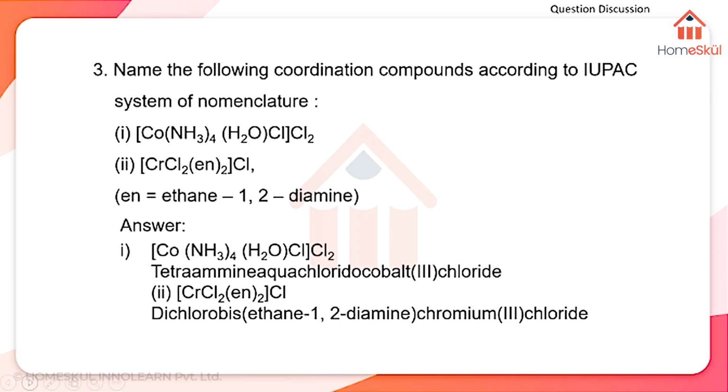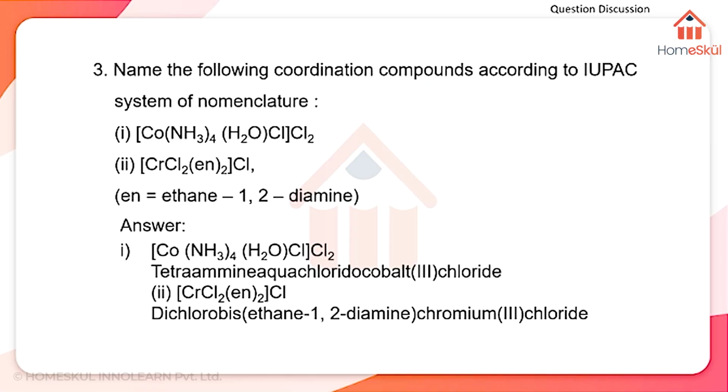The third question is, name the following coordination compounds according to the IUPAC system of nomenclature. So we have certain rules for this, right? So recall those nomenclature rules. In this case, we have the coordination sphere as cation, okay, and chlorine as anion. So we name the cation first. That is our rule number 1. And the second rule is we name the ligands in alphabetical order.